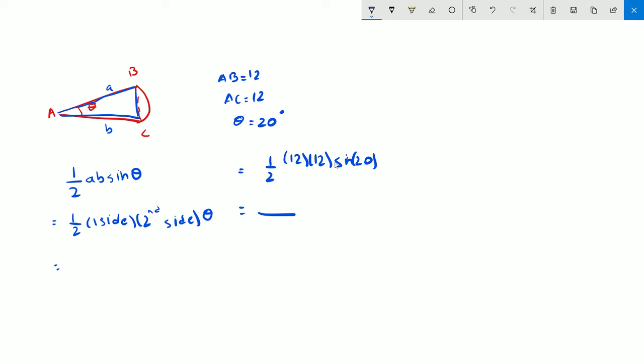In some questions you will be asked to find the area of the shaded region, and this will be the shaded region. In these questions you'll find the area of the sector and then subtract the area of the triangle to get this area. This will be in centimeters squared.